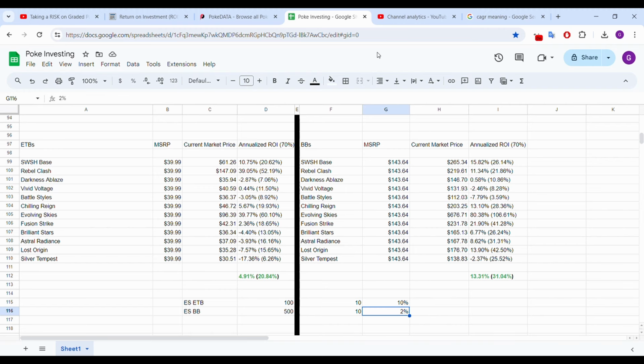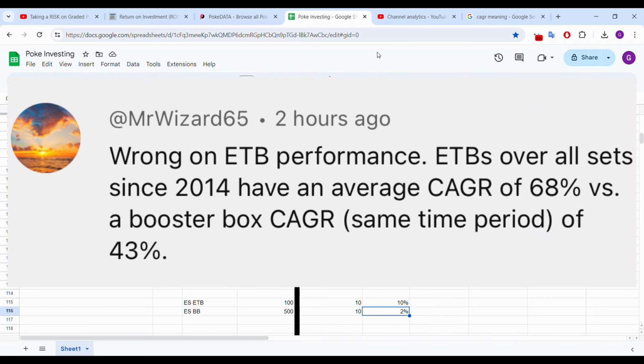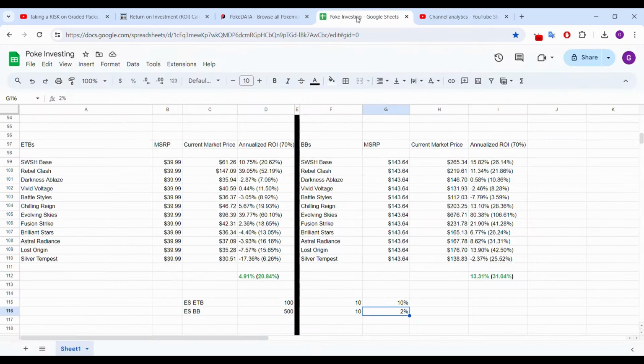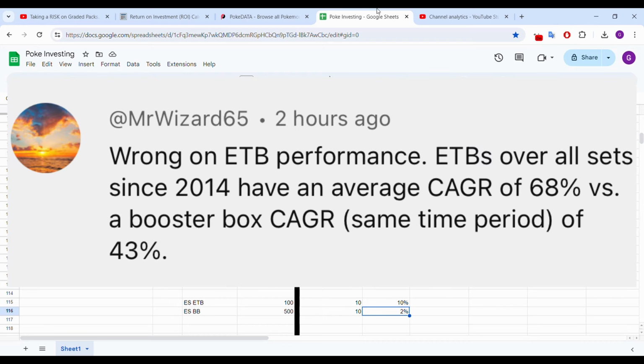But our boy Mr. Wizard 65 writes, wrong on ETB performance. ETBs over all sets since 2014 have an average CAGR, which stands for compound annual growth rate. Learned that. That was pretty cool. Of 68% versus a booster box CAGR, same time period, of 43%.